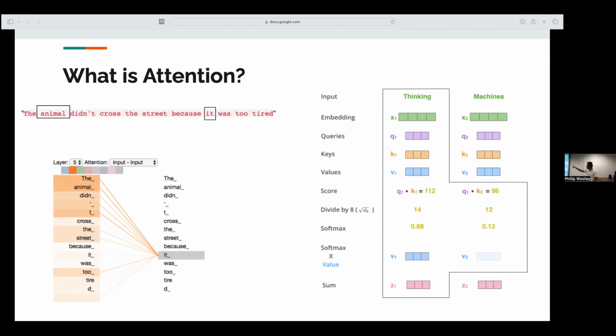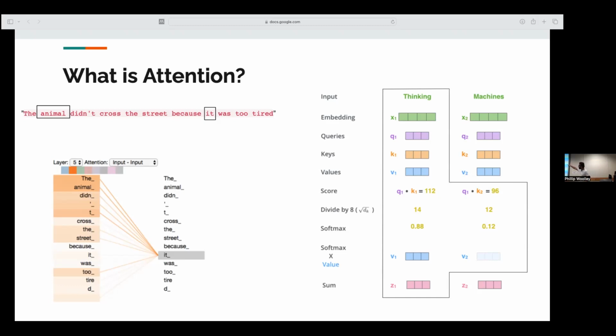So to calculate this Q1 vector, you take your X1 vector and do the dot product with your weight matrix. That gives you your Q1 vector, right? For the word machines, you get the Q2 vector in a similar way. When you do the dot product between your weight matrix for keys and X1, you get the key vector, right? And then the same for Q2. And then when you take the weight matrix for values, you get the V1 vector, right?